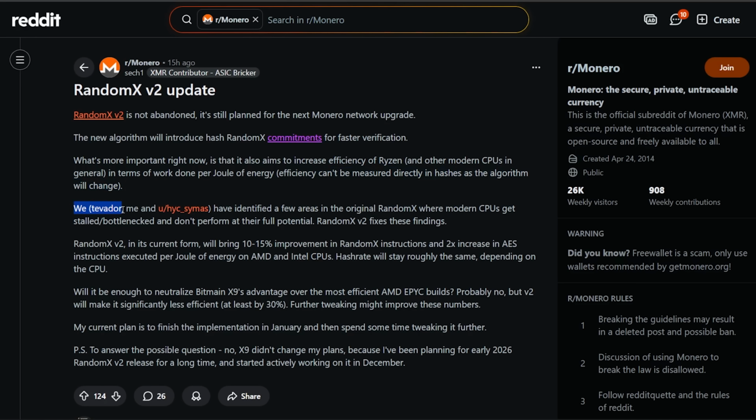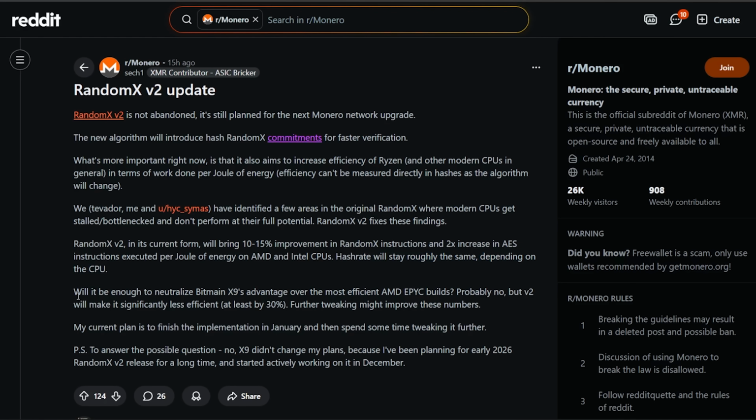Tevador, which I believe is the main author of RandomX, and then it says me and user HYC_Simus, have identified a few areas in the original RandomX where modern CPUs get stalled, bottlenecked, and don't perform at their full potential. RandomX V2 fixes these findings. RandomX V2 in its current form will bring about 10 to 15% improvement in RandomX instructions and 2x increase in AES instruction executed per joule of energy on AMD and Intel CPUs. Hash rate will stay roughly the same depending on the CPU.